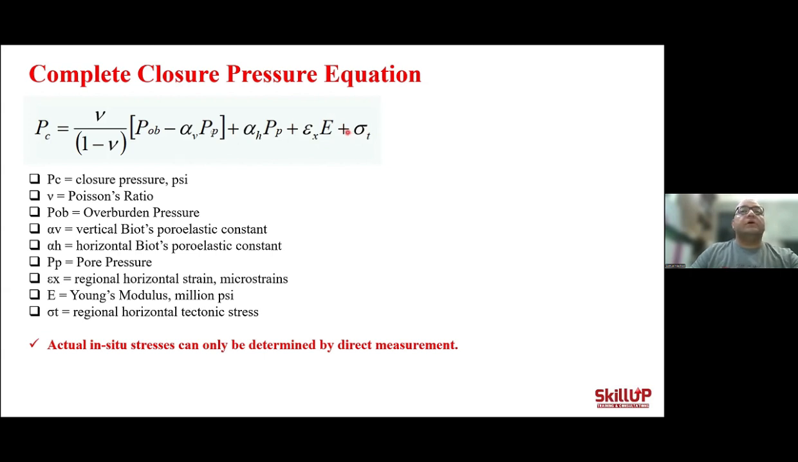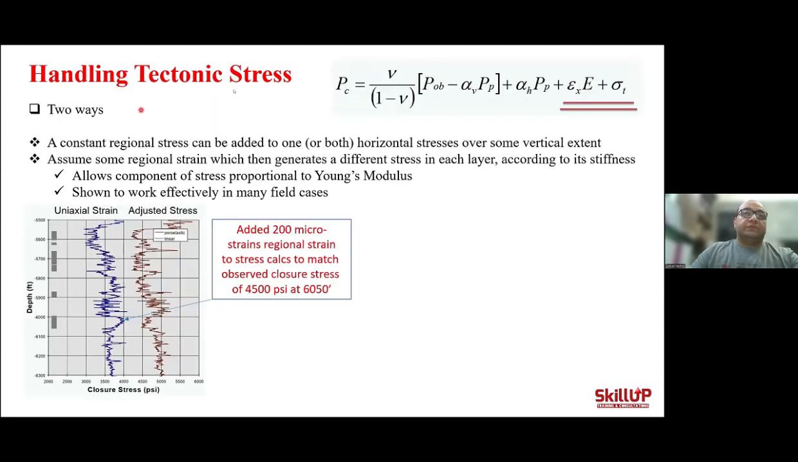And this is here handling of tectonic stress. There are two ways actually to handle tectonic stress. The first one, you can use a value of a tectonic stress, like, okay, we have like 500 psi, and add this value to the whole stress profile, and this will shift the whole stress profile 500 psi. But this is not accurate.